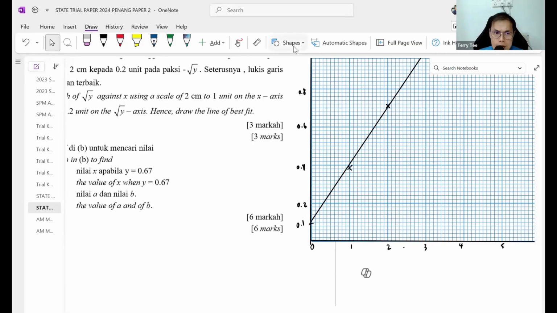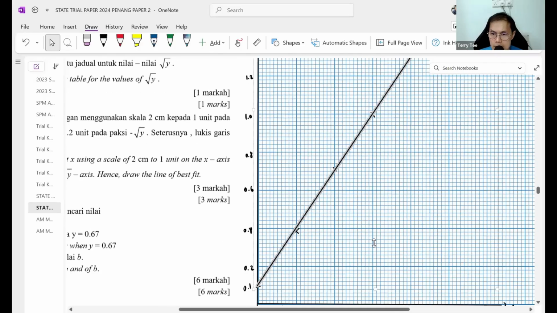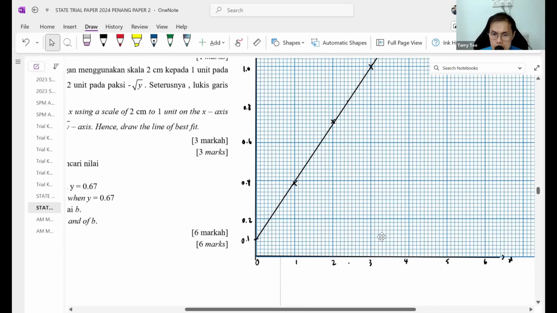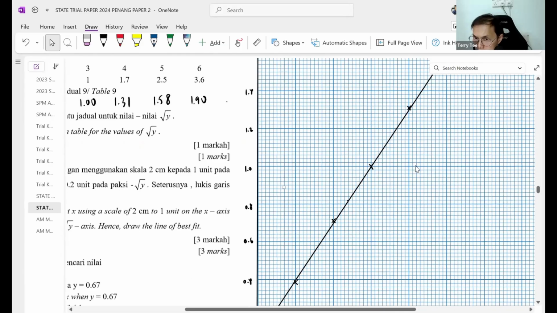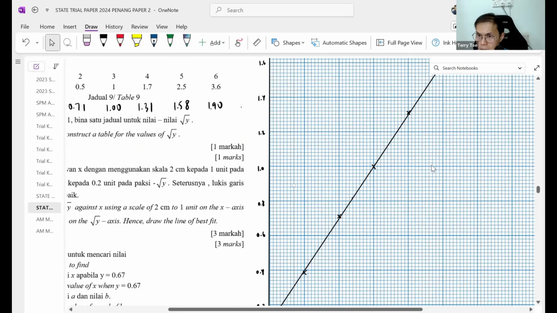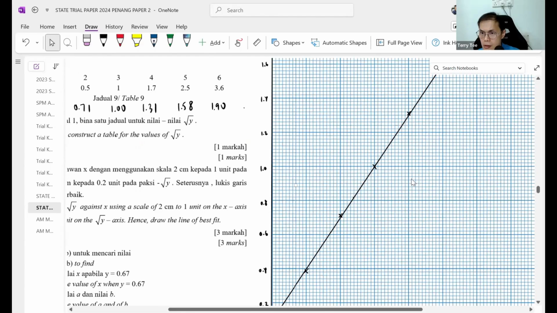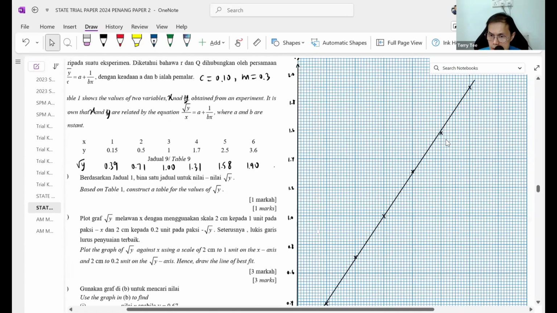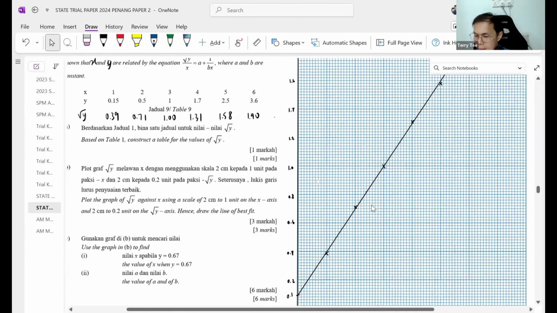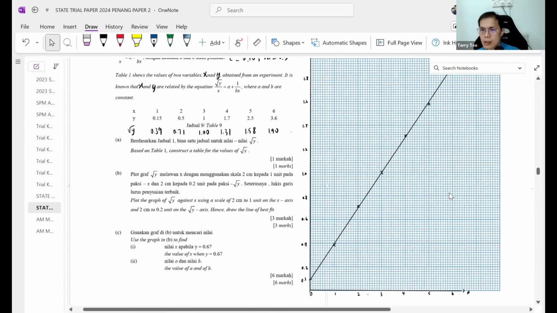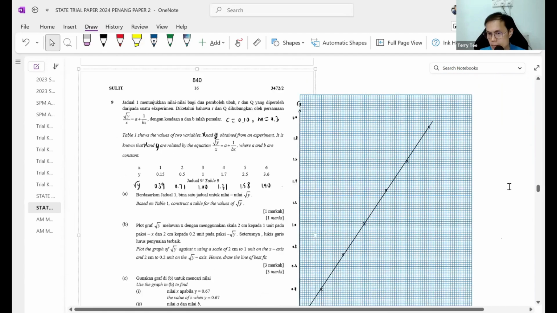My 0.1 is not really good. Move this a bit lower. Yeah, this is better. Second point you can see is above. The fourth point is above, fifth point below, first point below. So it's okay. I think it's quite balanced. The line of best fit is okay. Could be better, but I think it's okay.